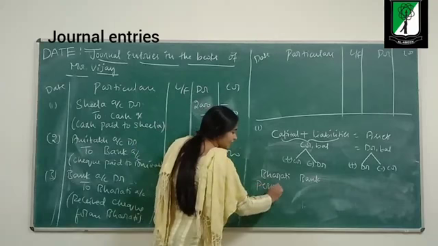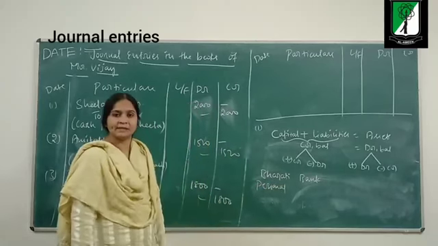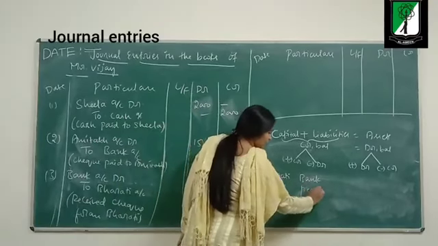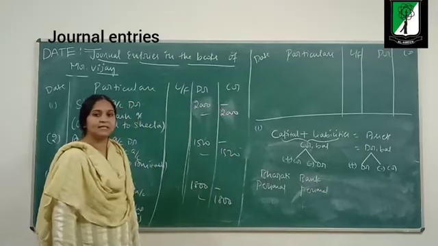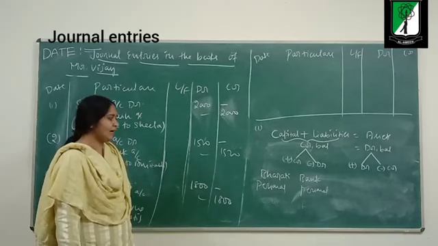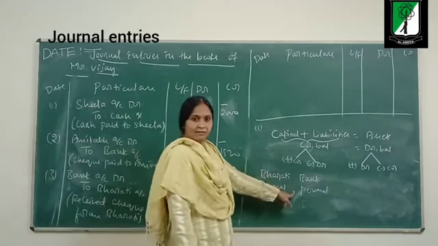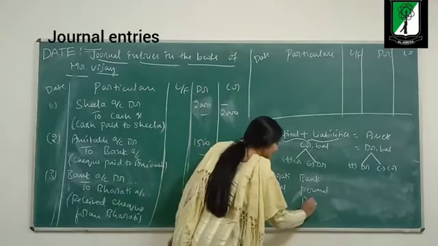Okay. Bank is also a what? Bank is also an artificial person. Which account rule will you follow? Personal account rule. What does the personal account rule tell? Debit the receiver and credit the giver. Now bank is receiving the money. Okay. So debit the receiver.